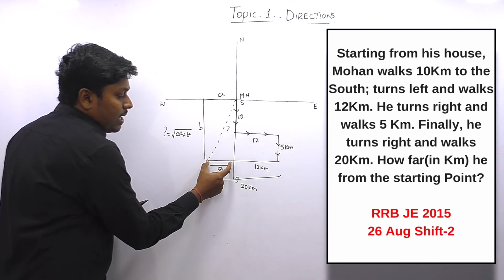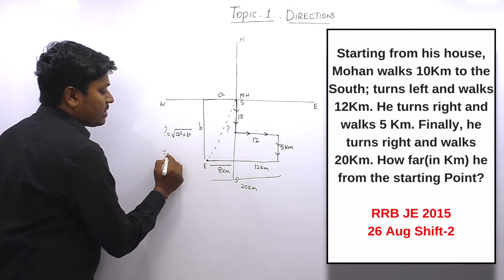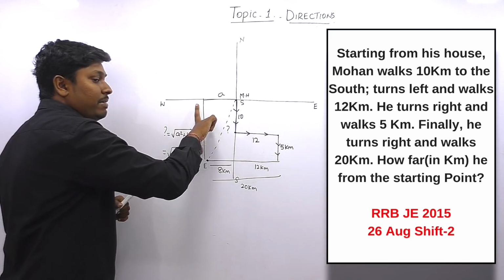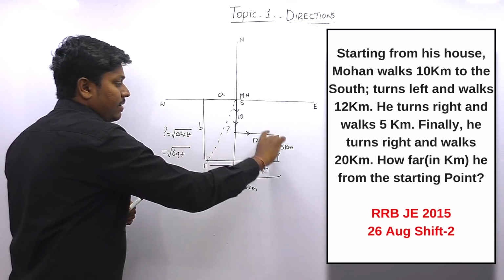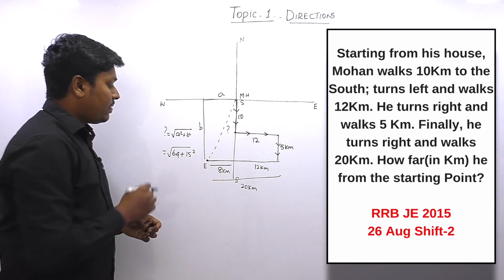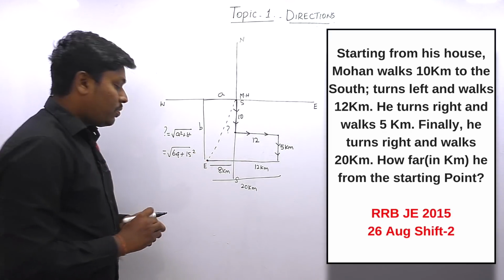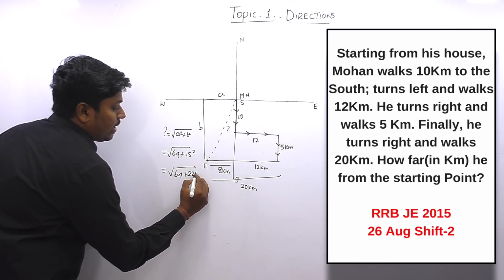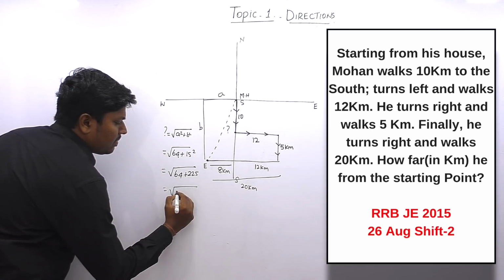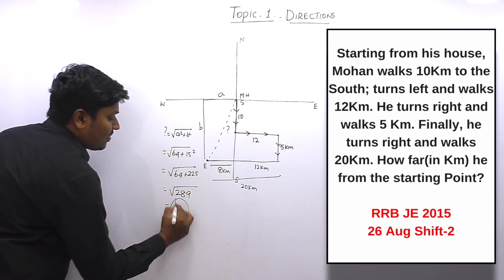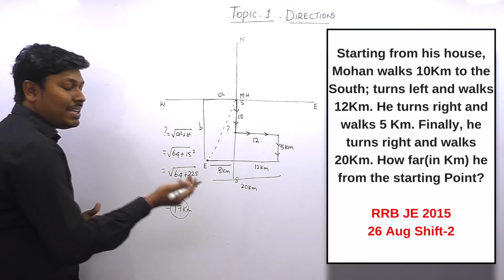So value of a will be 8 kilometers. So 8 square will be 64. And the next step, value of b. So value of b will be the total distance, which is 10 and 5, so 15 kilometers. So 15 square plus 64. So 15 square will be 225. So 64 plus 225 is equal to square root of 289. So 289 will be 17 square. So finally, the answer for this question will be 17 kilometers.